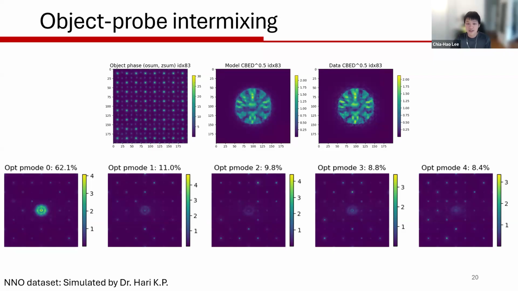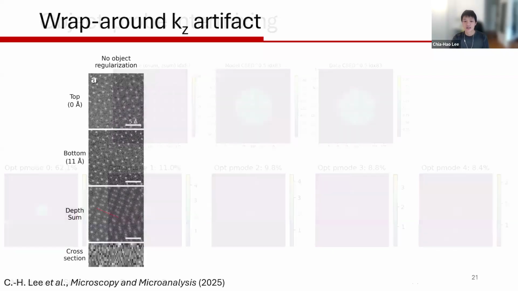So this is one type of object probe intermixing. There are other types of object probe intermixing, especially in K-space, but I don't think I have an example here for today.